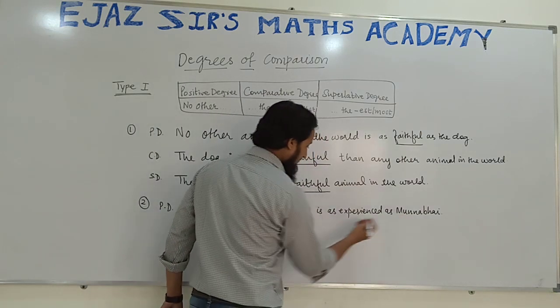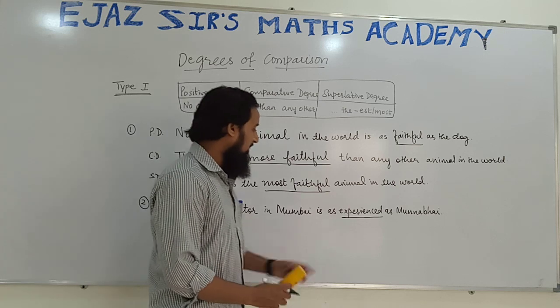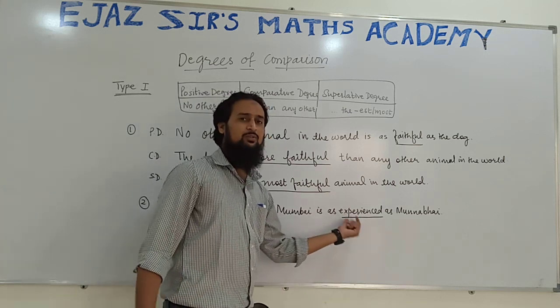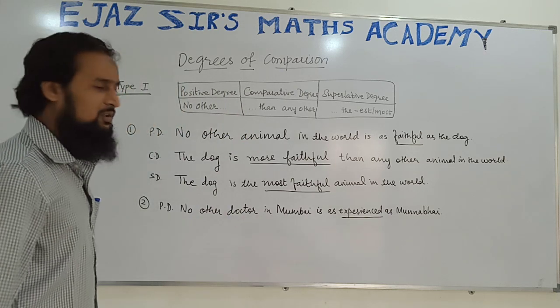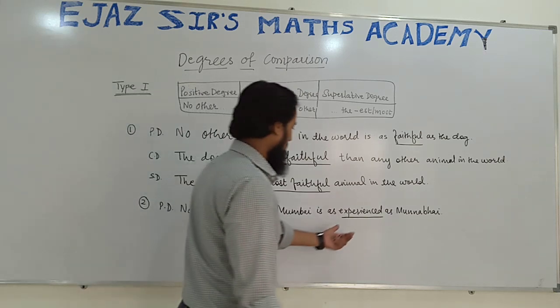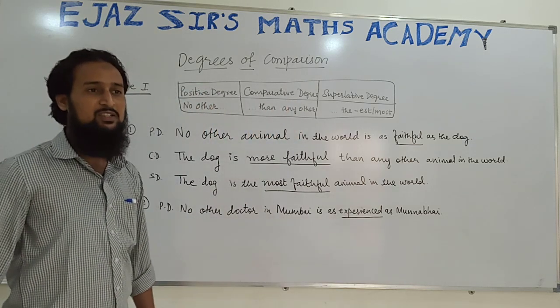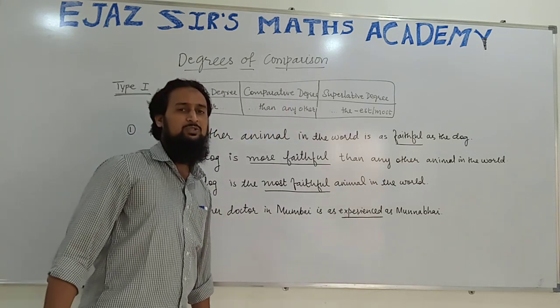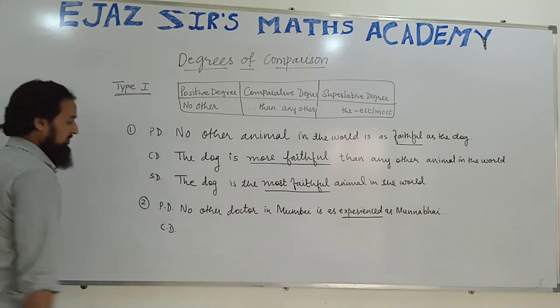This word experienced is placed between as, and the word has more than two vowel sounds. That's why it has more. It is not a monosyllabic word. Experienced. So its comparative will be more experienced, and superlative will be most experienced. So let us do its comparative degree.